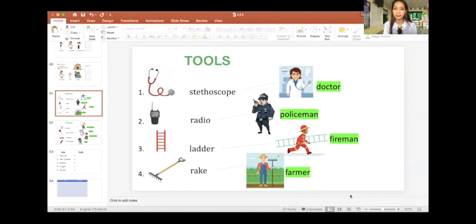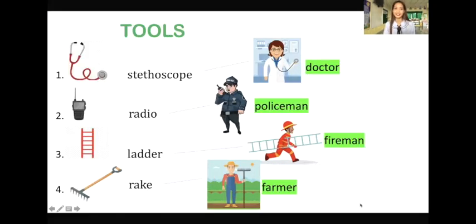Okay, so let's have the first picture. I will share the screen first. Okay, now look at the screen. So here on the left side, these are examples of tools. Can you say that again one more time? Tools. That's right. And these are examples of tools.